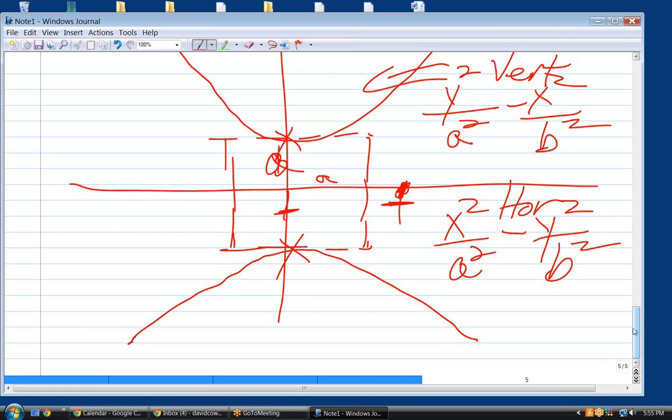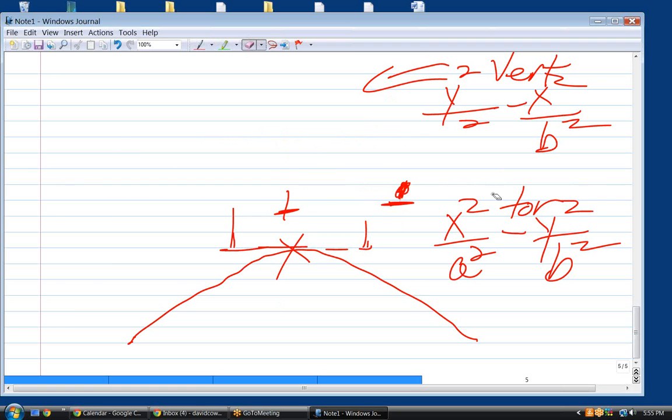All right. Now, the fact that you gave me the vertices, here, let me redraw it as a hyperbola instead of an ellipse.